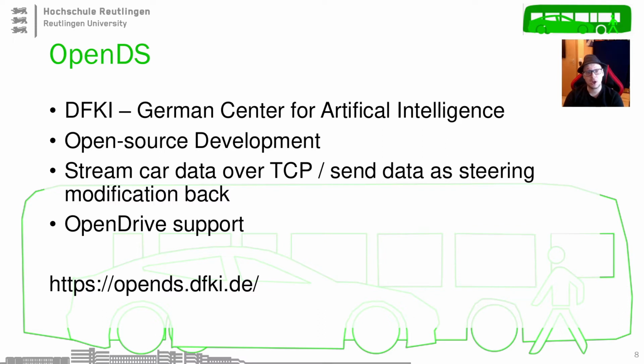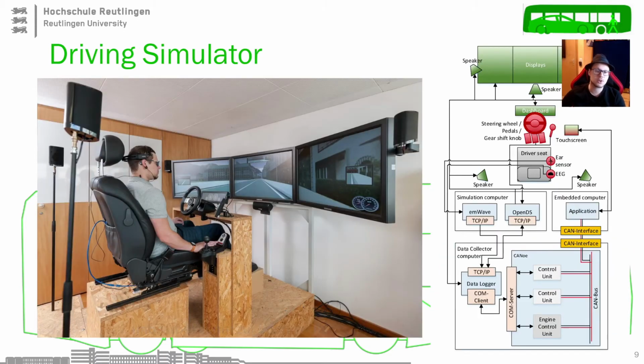OpenDS is a free, open source driving simulation developed by the German Research Center for Artificial Intelligence, and it has the possibility to stream car data over TCP or get values over TCP. So you can send, for example, steering wheel angles from a sensor, or you can send the virtual RPMs or speed from the driving simulation to the CAN bus. It also had OpenDRIVE support, and on that URL you can find the software. That was the first driving simulator.